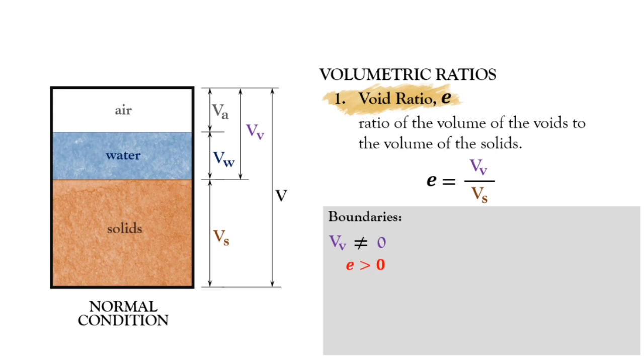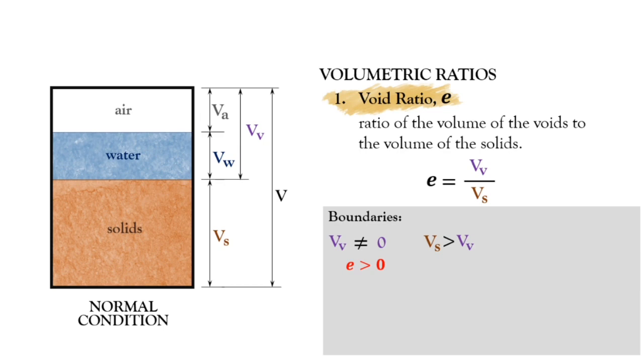So, if the volume of the void cannot be equal to zero, kung titingnan natin yung equation na Vv over Vs, then therefore e must not be equal to 0. So, kumbaga, nakita na natin yung kanyang lower limit, na bawal siyang maging 0, pero any value greater than 0 is possible. So, how about if we assume that the volume of the soil solids is greater than the volume of the voids? Is that possible?